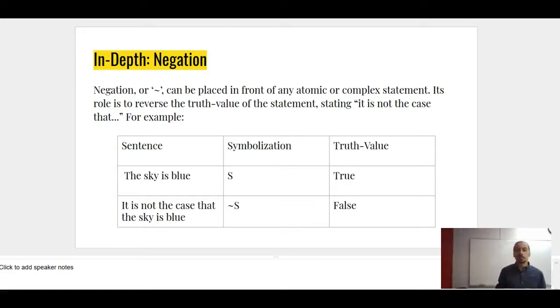So if I say the sky is blue, I can represent that by S. If I say tilde S, I'm saying not S. I'm saying it is not the case that the sky is blue, which is false.